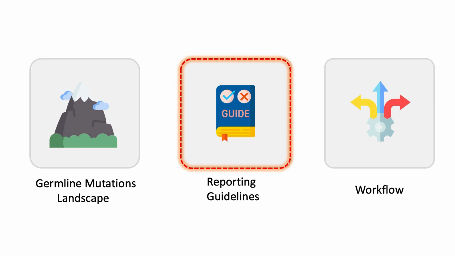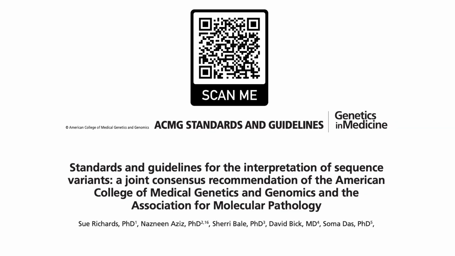So, coming to the second part. If we have a mutation, how do we report if it is deleterious or not? How do you trust my opinion versus Dr. Musa's opinion versus someone else's opinion? So we have to have a guideline. And the gold standard here is the ACMG guidelines, from the American College of Medical Genetics, published in 2015.